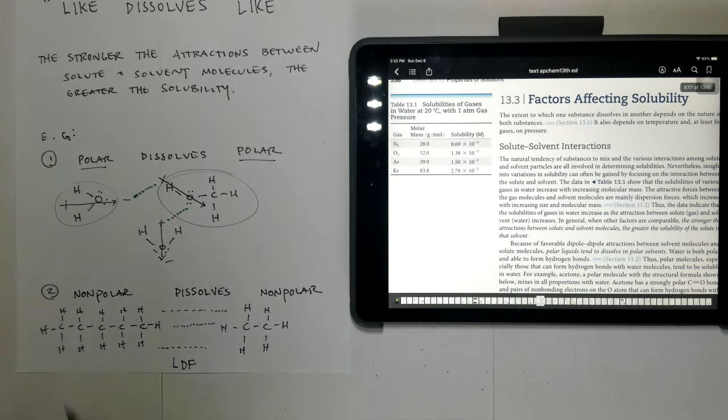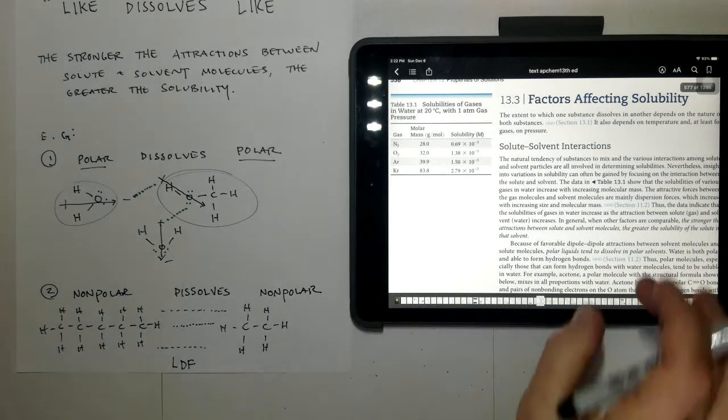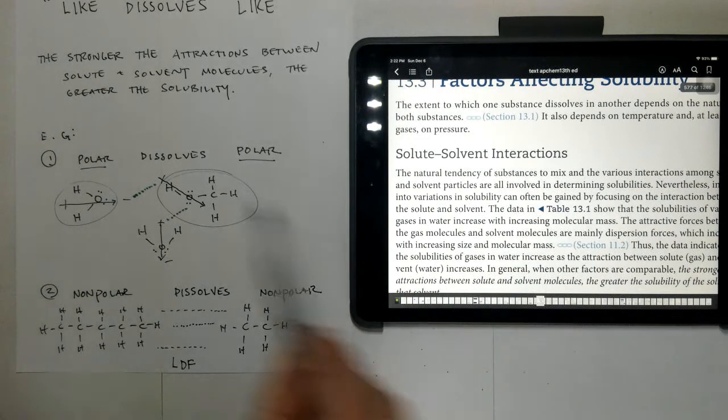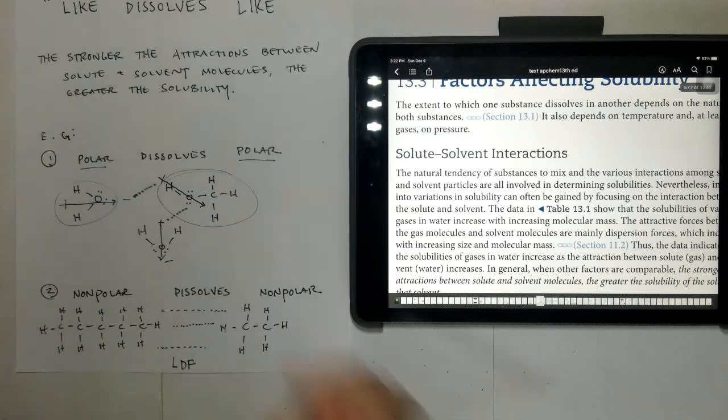So nonpolar dissolves nonpolar because the only forces in here are London dispersion forces. The only forces in here are London dispersion forces. And so the LDFs, or the dispersion forces, will work between those two molecules right there to make those dissolve in one another. So the solvent-solute interaction that's important is that you have like dissolving like.